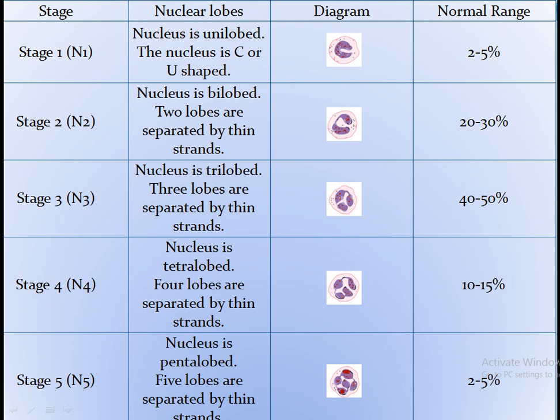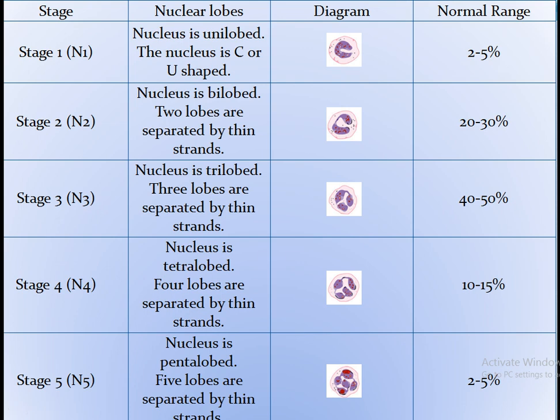So these are the developmental stages. Initially, in the first stage, the nucleus is unilobed, C or U shaped. Normally in normal blood they are 2 to 5%. You can see here the number of lobes of the neutrophil and their percentages. So, normally this type is present just 2 to 5%.